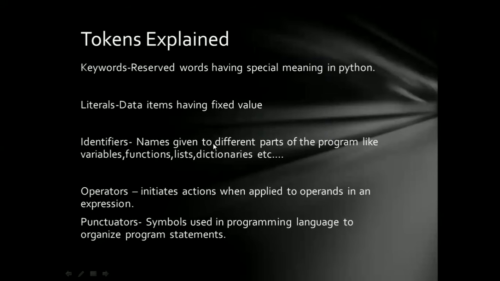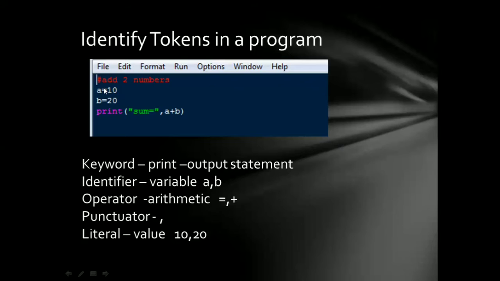Identifier, the name given to different parts of the program. So here we are giving the names A and B to these two values. These two values are stored in memory locations. When they are stored, they have to be identified, right? So these are identified as A and B. They are called variables here, right? So variables A and B are identifiers.